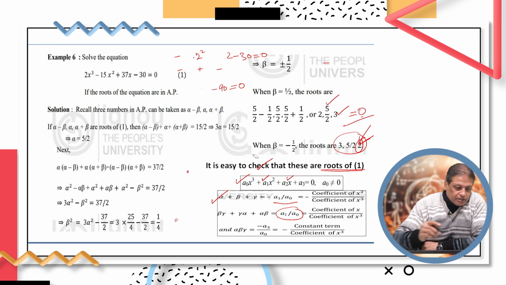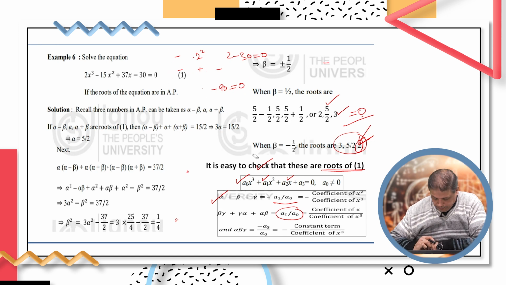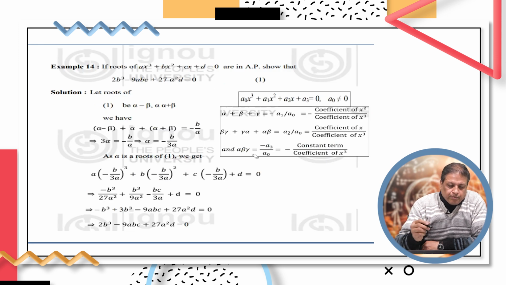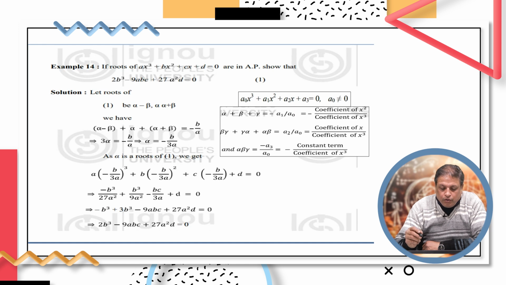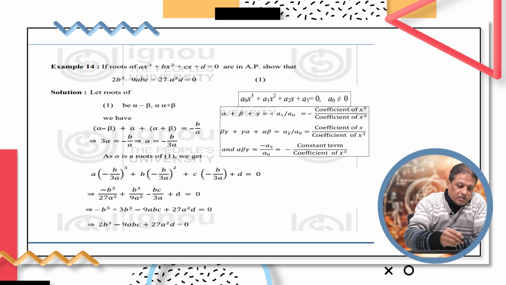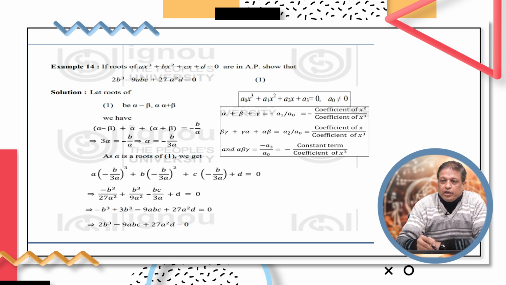Now, we extend our discussion by solving one more problem. Say in this case, we are given a problem: if roots of ax cube plus bx square plus cx plus d is equal to 0 are in AP, then show that 2b cube minus 9abc plus 27a square d is equal to 0. Now, in the last question also we gave you the advice that if the roots are in AP, then maintain the common difference.